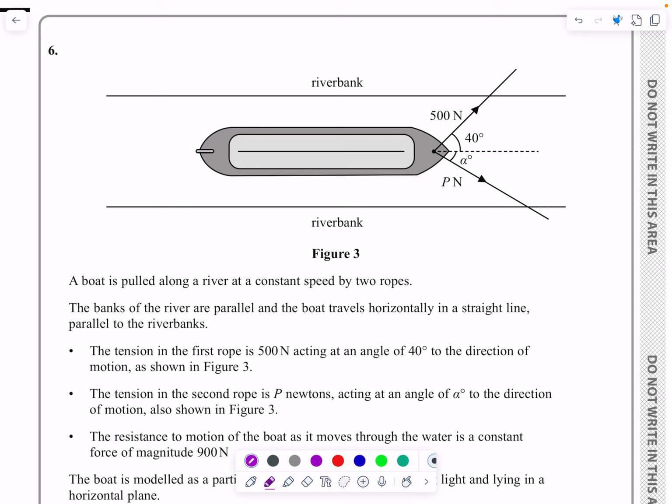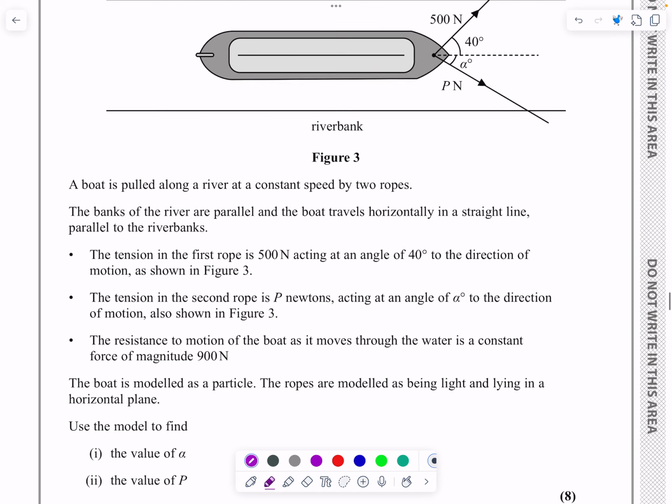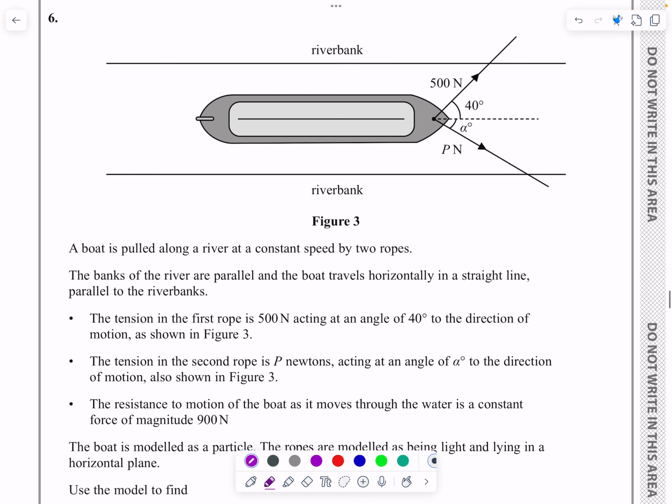Okay, this is the M1 paper from January 2023. It's question number 6. You're going to need to read through this question. It's all here. But when you do read through the question, as soon as we see that there's a constant speed, which means there's no acceleration, this means that this is a statics question. Forces are in equilibrium here.